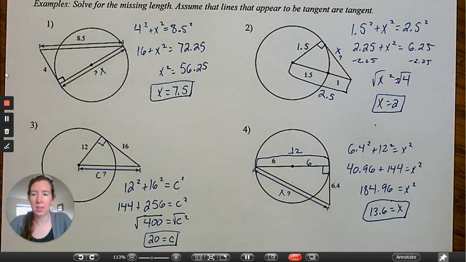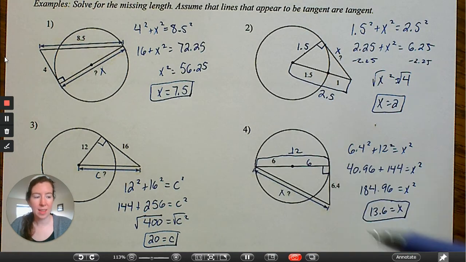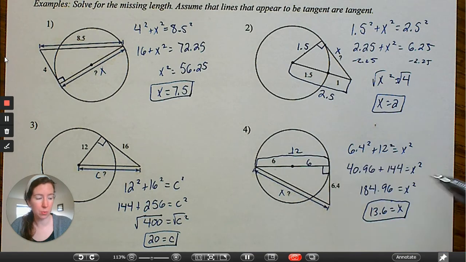So hopefully you can see that we were trying to solve for a leg here, so we get 7.5. This one, if this part was 6, the other radius is 6, making the diameter 12, and that one's 13.6.